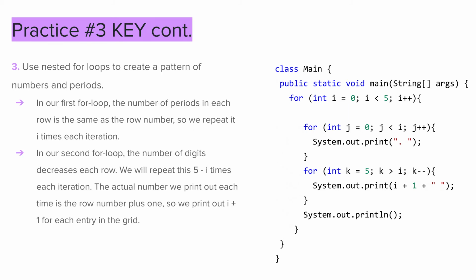We can see that the digit that is repeated is increasing each row. Since we're already keeping track of the row numbers with the outer loop, we can use the second nested loop to print I plus 1 however many times each row needs to fill the grid.